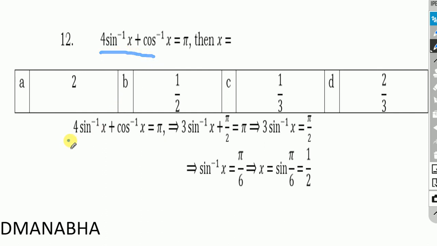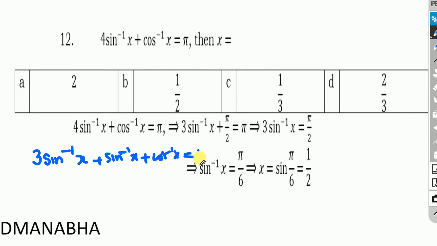So let us consider what is given in the question. That is 4 sin inverse x plus cos inverse x is equal to pi. That implies we can write 4 sin inverse x as 3 sin inverse x plus sin inverse of x. So 4 sin inverse x can be written as 3 sin inverse x plus sin inverse of x plus cos inverse of x, which is equal to pi.